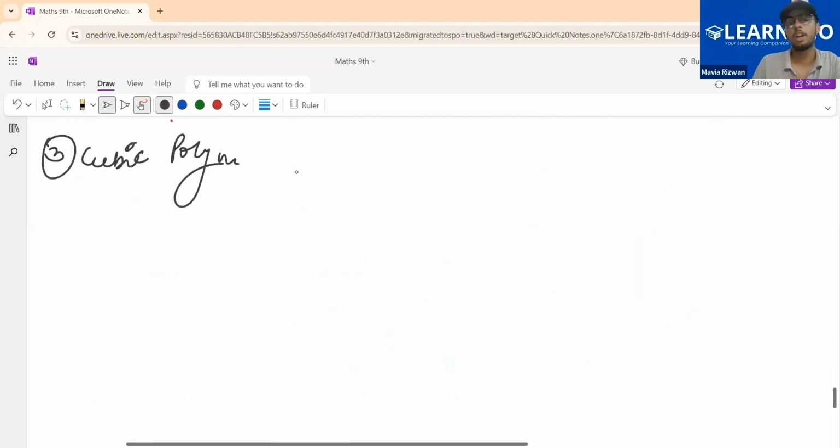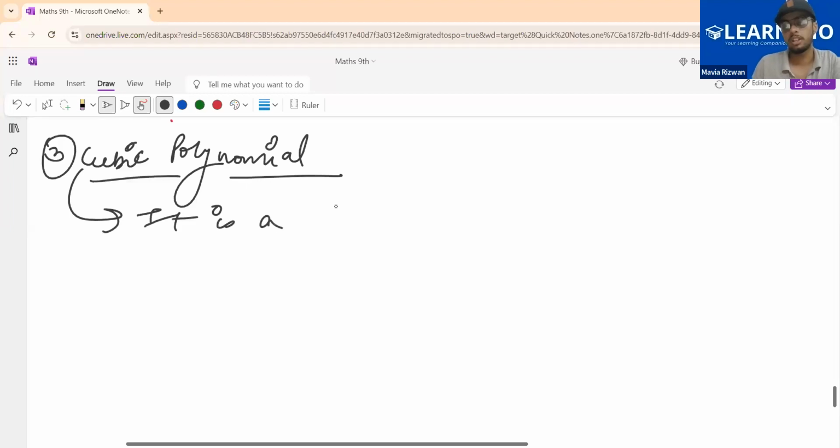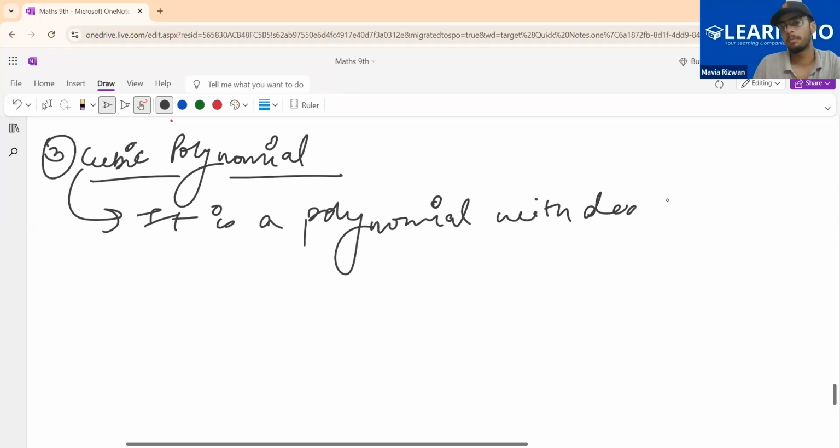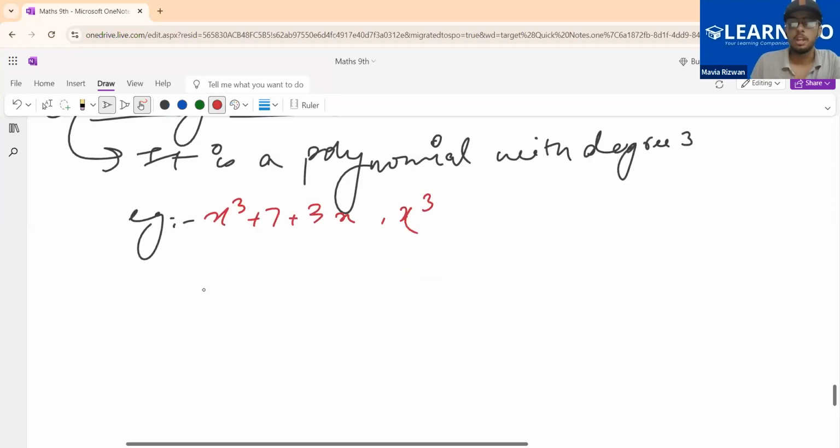Okay. So now it is very much clear that a cubic polynomial is a polynomial with degree 3. Tell me some examples, Safia. x cube plus 7, 3x cube plus x plus 7, plus 3x. Okay, so anything we can do. Even x cube only. Okay. Now we move on to the general form.